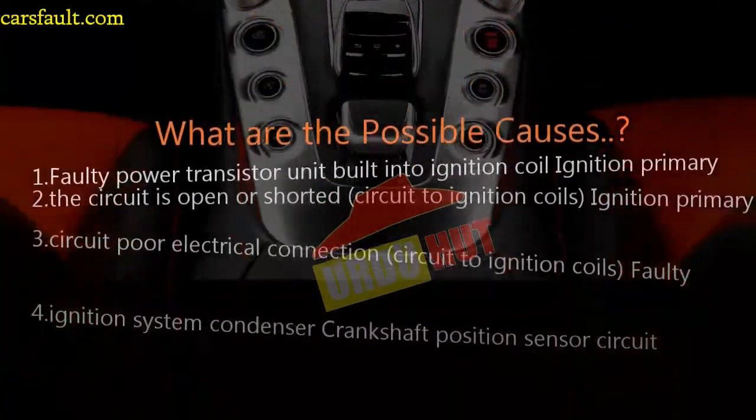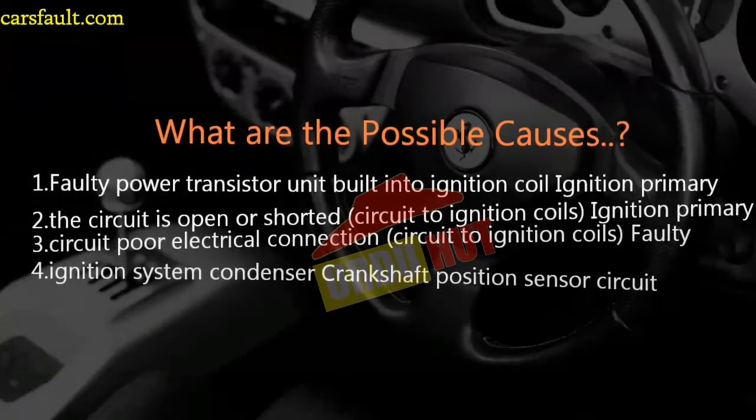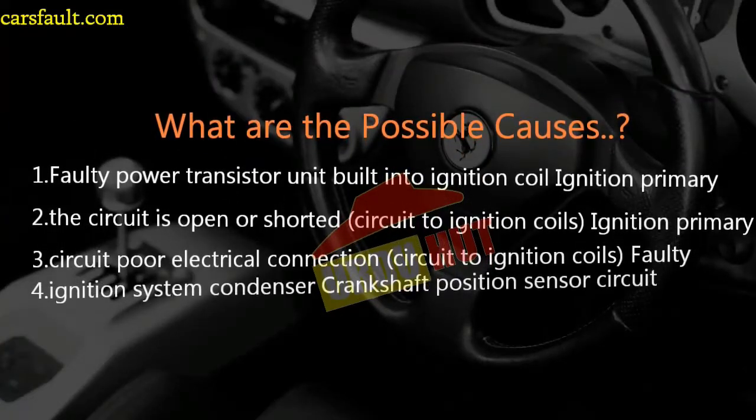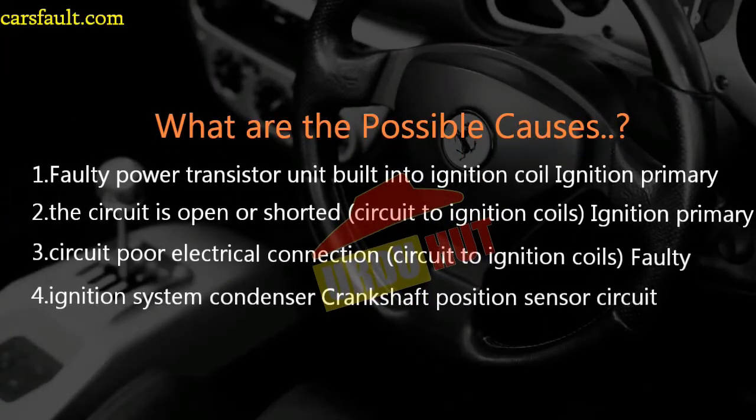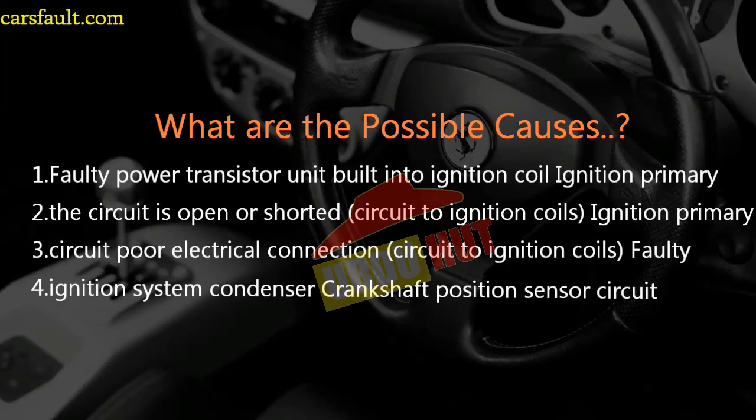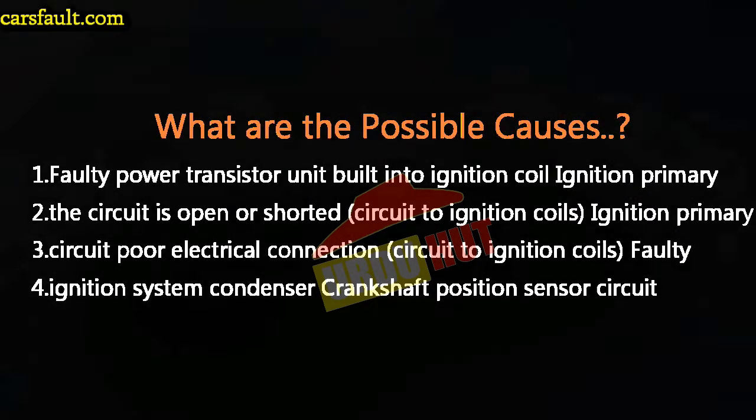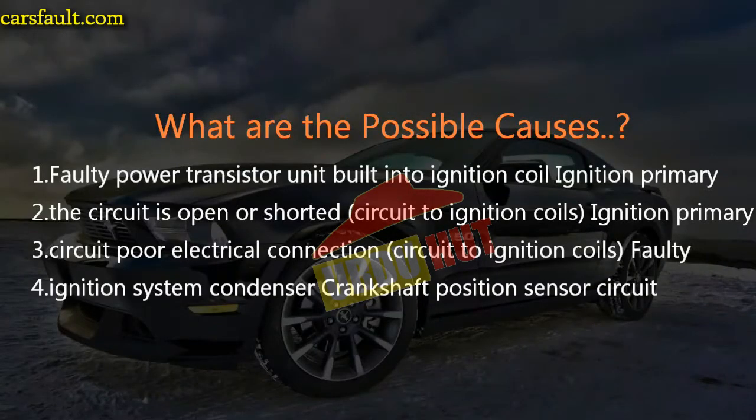What are the possible causes of a P1320? The number one possible cause is a faulty power transistor unit built into the ignition coil primary. The second is that the circuit to the ignition coil primary is open or shorted. The third is a poor electrical connection in the circuit to the ignition coils. The fourth is the ignition system condenser or crankshaft position sensor circuit.